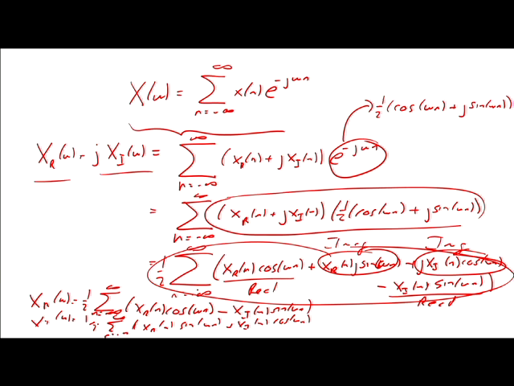So Euler's relationship for cos is e to the j omega plus e to the minus j omega, right, divided by 2. And then sine is almost that, right? Except it's minus. And what's the difference? It's 2j, right?